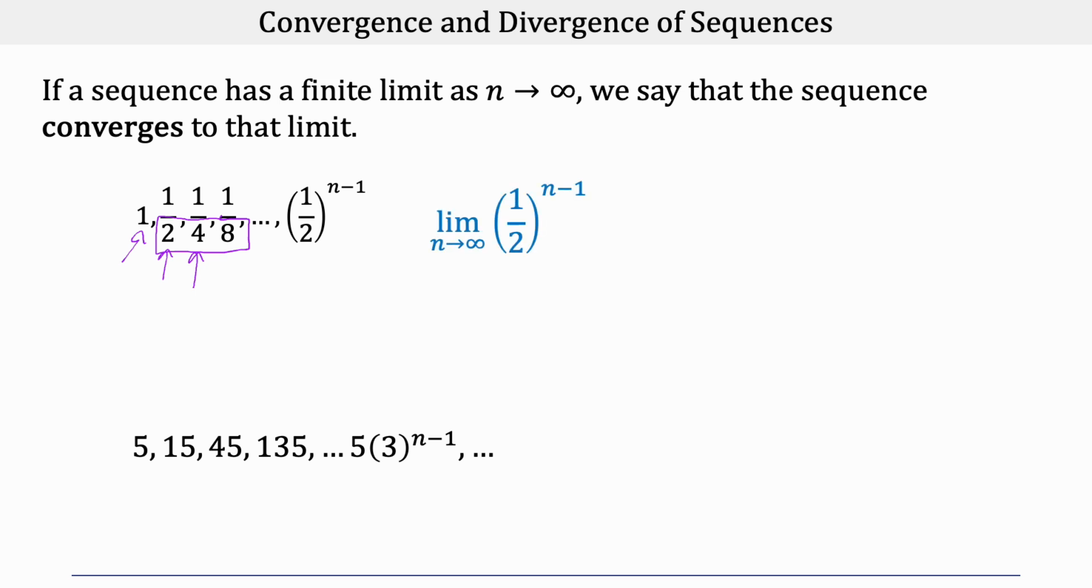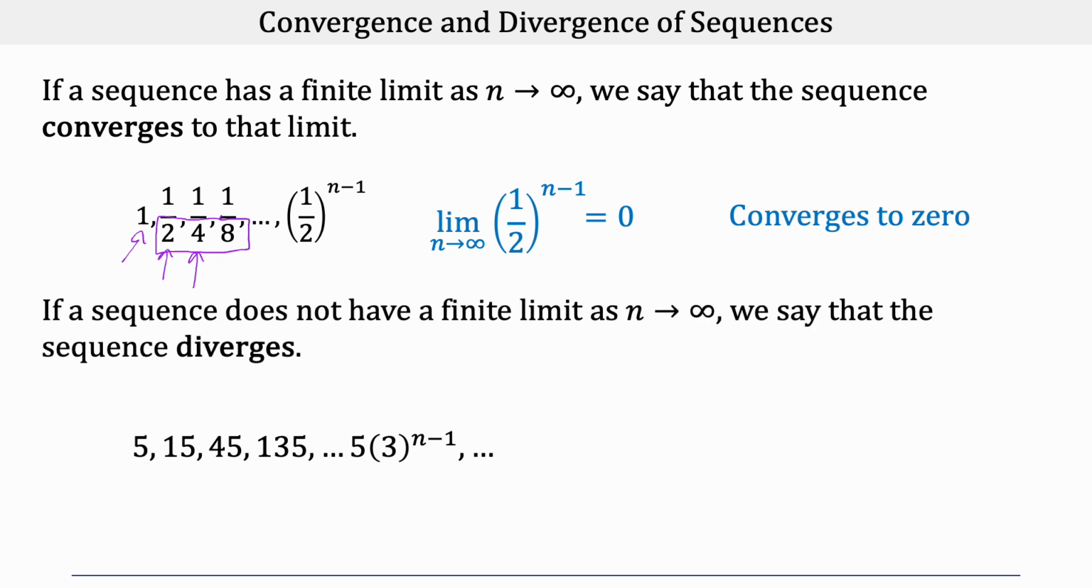The limit as n approaches infinity of this sequence is 0. The terms are approaching 0. So we say that this sequence converges to 0. If a sequence does not have a finite limit as n approaches infinity, we say that the sequence diverges. So if you look at all these terms, they're getting bigger and bigger. The limit as n approaches infinity of this sequence is infinity. So we say that this sequence diverges.